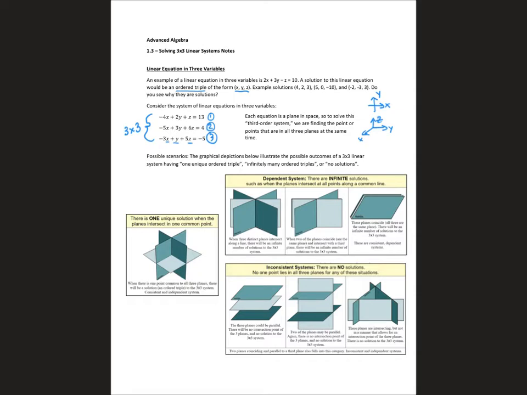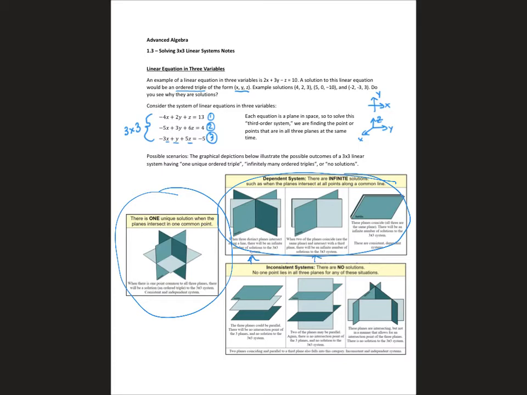The graphical depictions below illustrate the possible outcomes of a 3 by 3 linear system as having one unique ordered triple, infinitely many ordered triples, or no solutions. Starting on the left, there is one unique solution when the planes intersect at one common point. Moving to the right at the top, there are infinitely many solutions when the planes intersect at all points along a common line. So in this first example, you can see that when three distinct planes intersect along a line, there will be an infinite number of solutions.